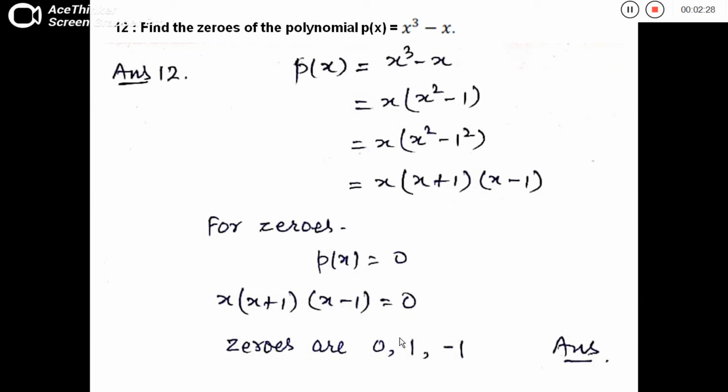So students, this question was very easy. See the solution, and if you are facing any problem in this, you can ask once again. We will explain as much as you say. So the zeros of this polynomial are 0, 1 and minus 1.